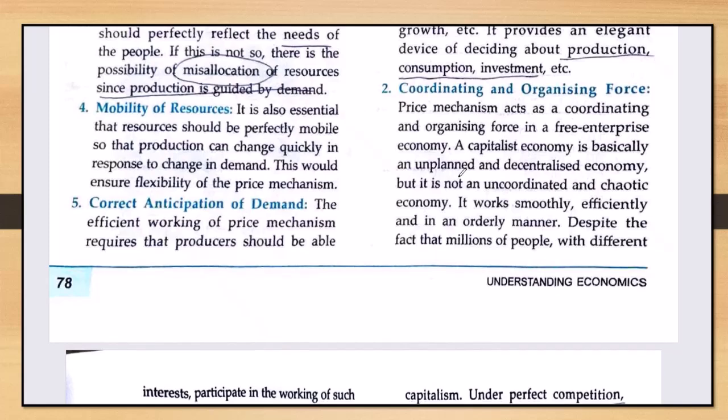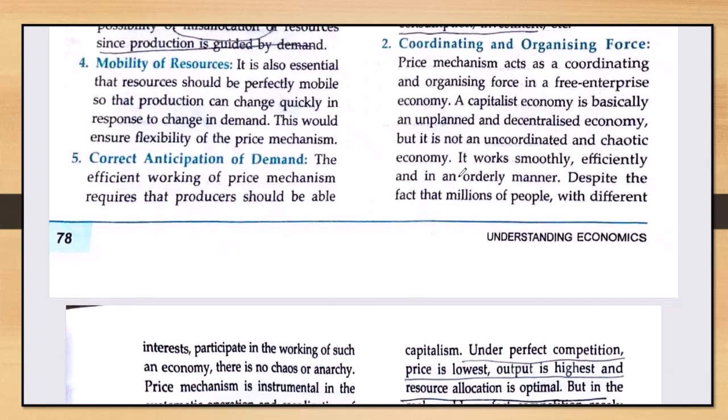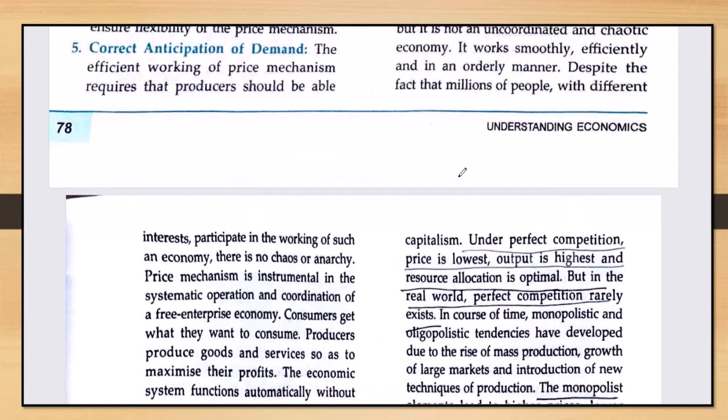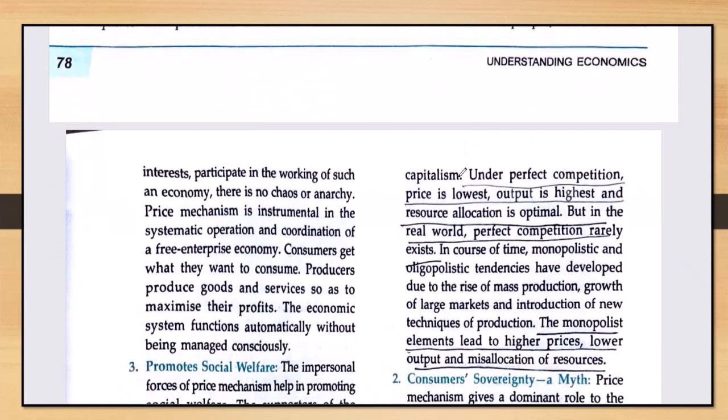Then coordinating and organizing force. Price mechanism not only coordinates the basic demand and supply in the free capital market, but it also organizes forces. Since a very large number of people with different interests participate in such economies, there could be chaos. But price mechanism is an instrument in a free market enterprise, that is, in a capitalist market enterprise, where the consumers are aware. The consumers are the deciding factors. The buyers are aware of what to buy, what they are willing to buy.